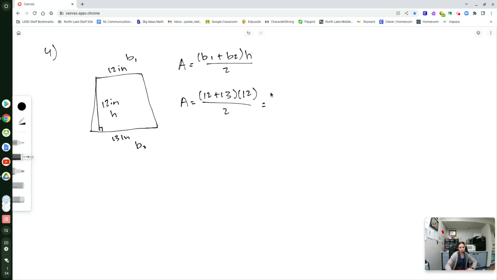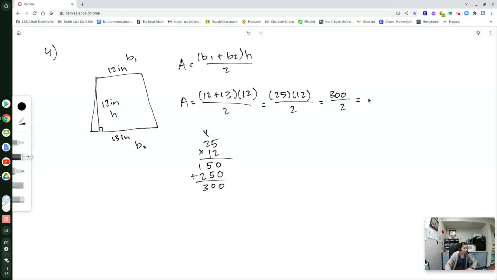So let's start by adding 12 and 13. 12 plus 13 is 25. So now we have 25 times 12 divided by 2. Let's go ahead and multiply 25 by 12. 5 times 2 is 10. 2 times 2 is 4, plus 1 is 5. Going to move down and put our placeholder. 5 times 1 is 5, and 2 times 1 is 2. Go ahead and add those together, and we get 300. 25 times 12 is 300.